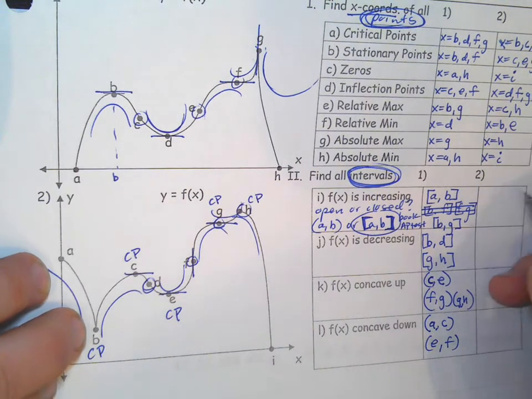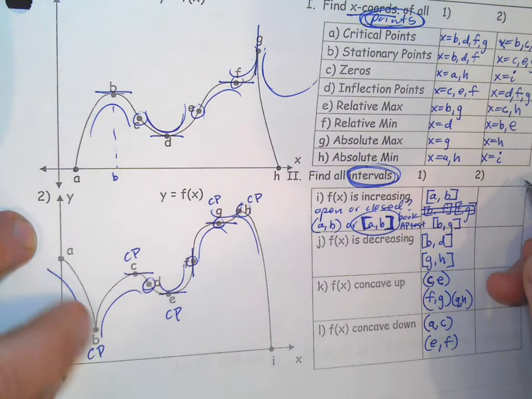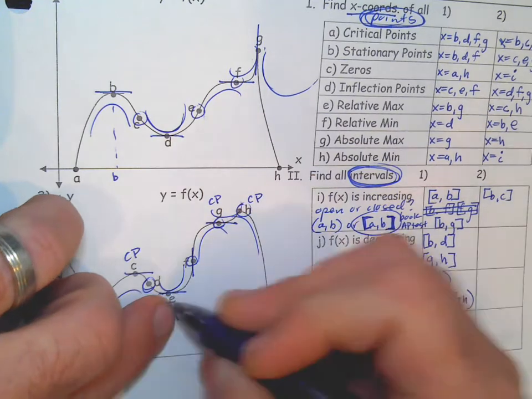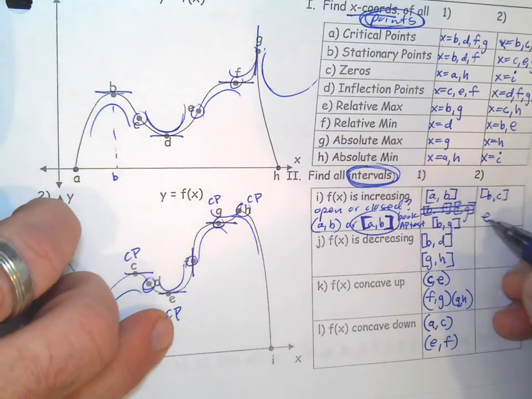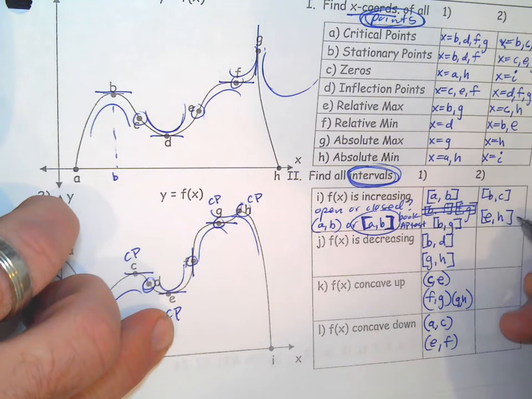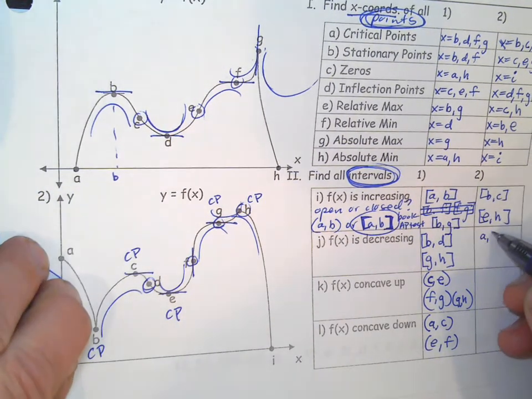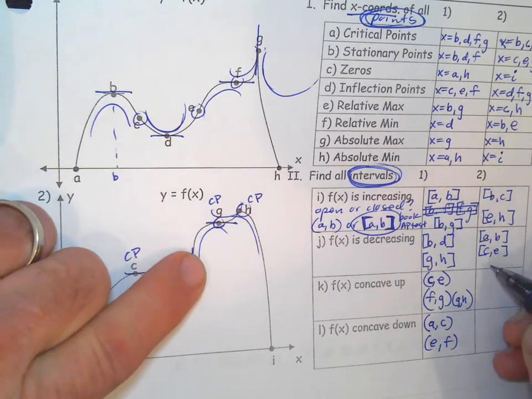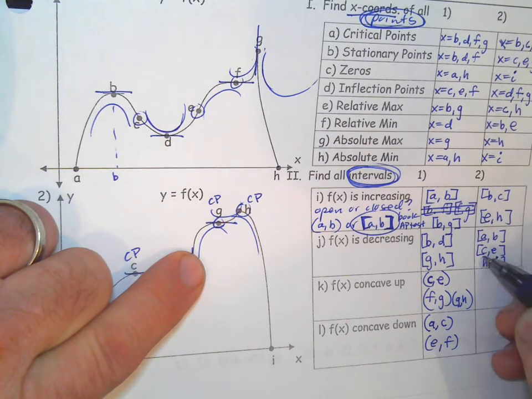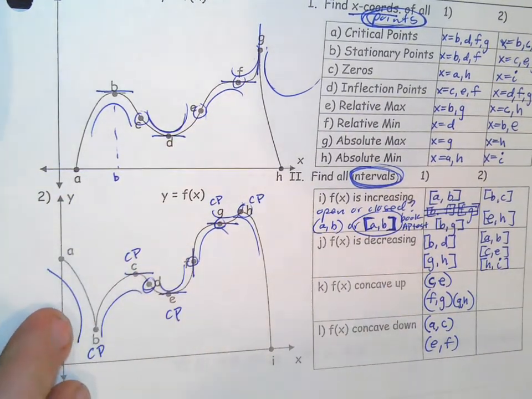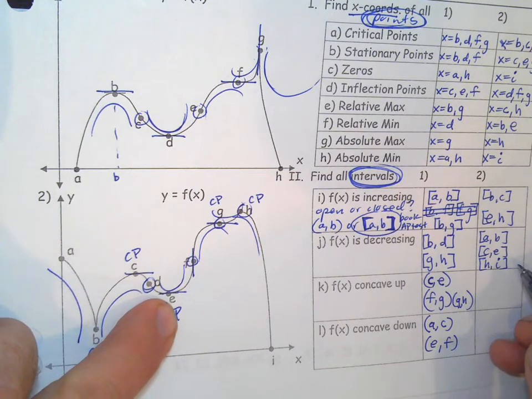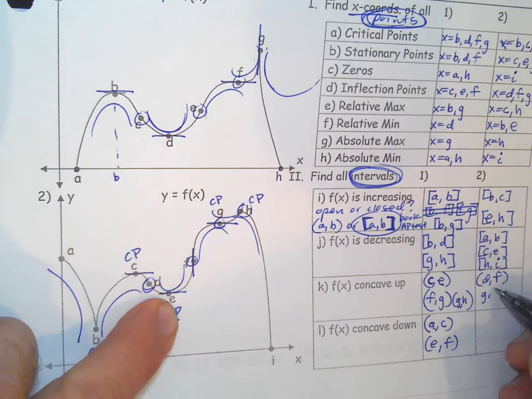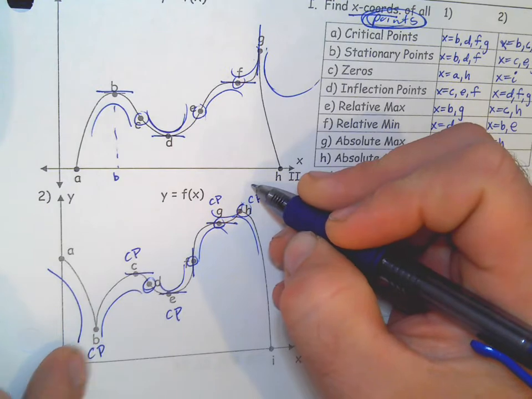So I'm going to assume now that you've tried it. Increasing is going to be B to C, brackets, and then E to F to G to H. So E all the way to H. Don't break it up. Decreasing is going to be A to B, brackets, and then it's going down again from C to E, and then it's going down again from H to I. And then concave up would be D to F, and G to H. Concave up. And then concave down.